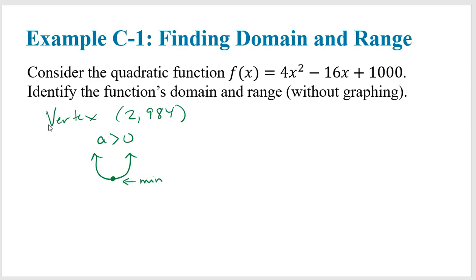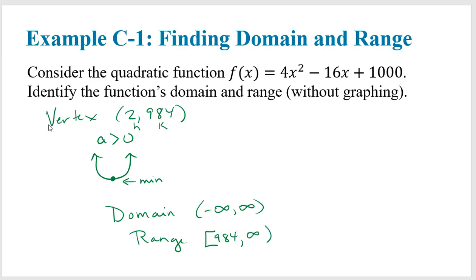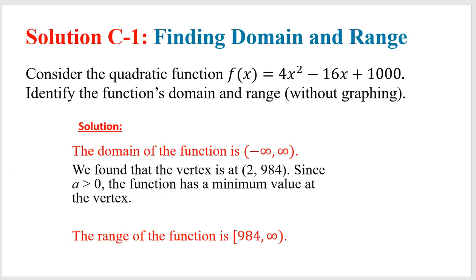So when they ask you to find the domain, it is going to be all the reals, as it is for every quadratic function. And the range, because we have a minimum, will start at that k value. Remember, this is your h, this is your k. So you're going to start at that k value of 984. Notice it is included because that point does exist. And then it's going to go up to positive infinity. So there is your domain and your range for that function.